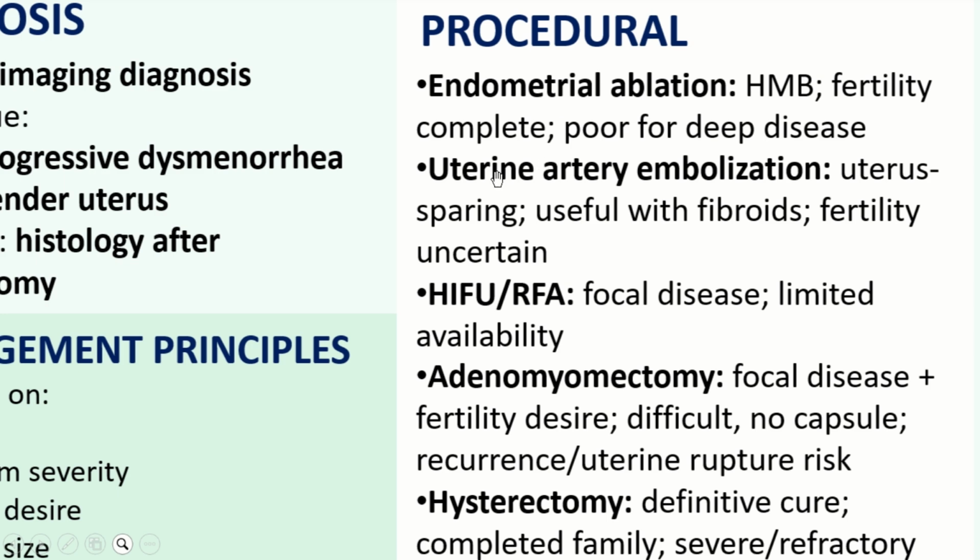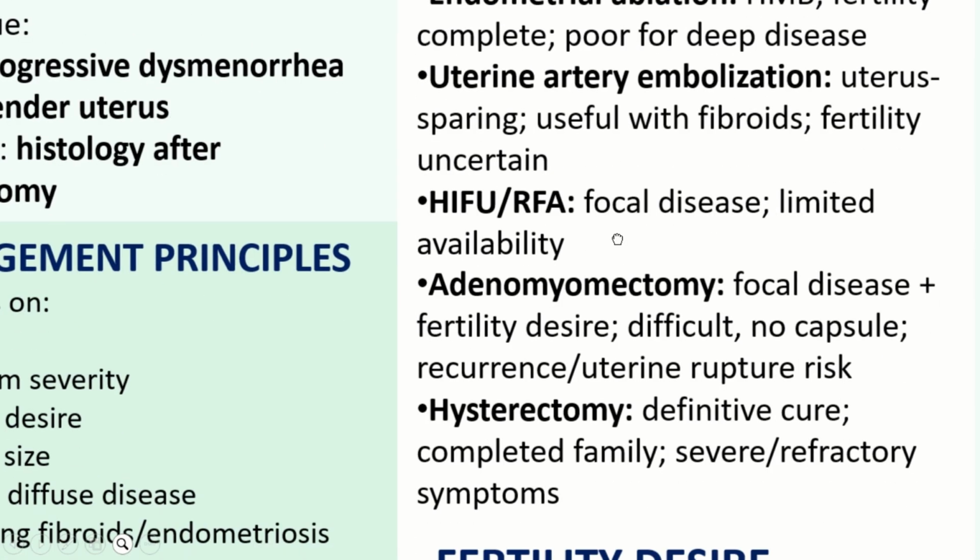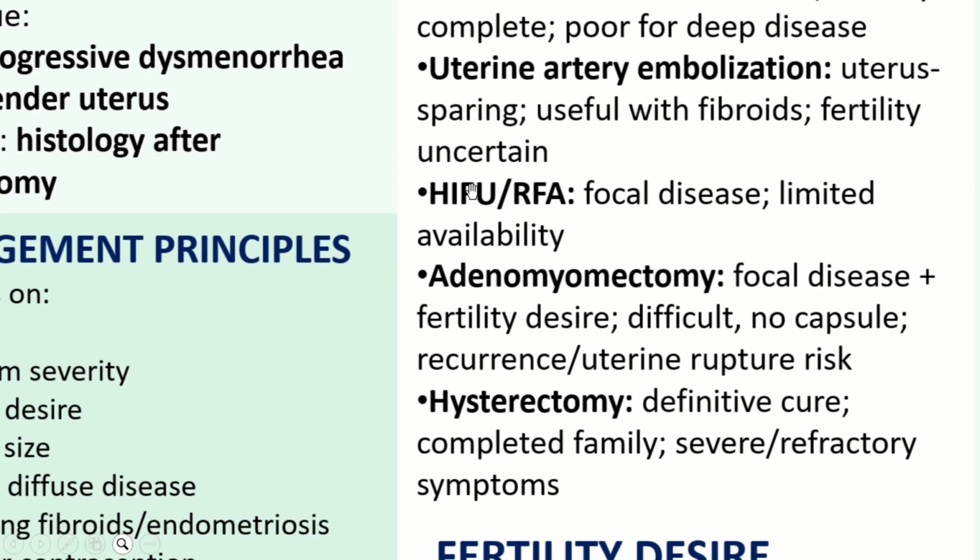Sometimes they do the uterine artery embolization, that is uterus sparing. So you embolize the uterine artery, and this is useful especially in people with fibroids, because if they have fibroids and adenomyosis and you embolize the artery, both of those are going to be managed the same way. Then we have some other tests like HIFU and RFA, and these ones target the focal disease. We have adenomyomectomy, which is where you go and remove a focal disease.